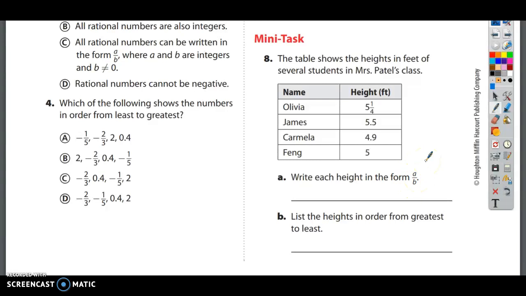So 5 1/4, what we do on this is that we change 5 1/4 into an improper fraction, where we go 5 times 4 is 20, plus 1 is 21. So the first one is going to be 21/4.